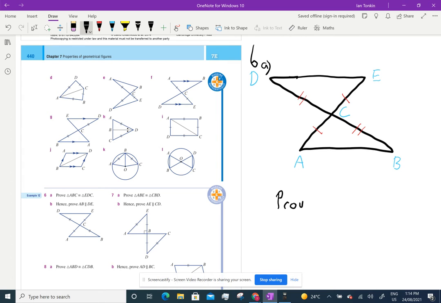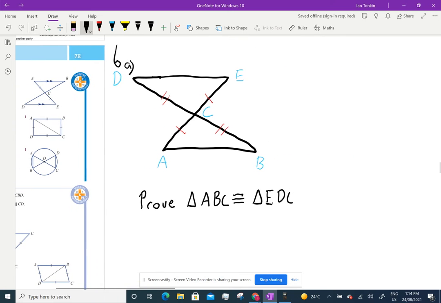State what you're trying to prove. Prove triangle ABC is congruent, and that's what those three lines mean, to triangle EDC. So let's make sure we understand what that is. These three symbols means that they're congruent. And that is just a symbol for the triangle. We're going to be using a little bit of shorthand, so you need to be good at this. So I have to prove that the triangles are congruent.